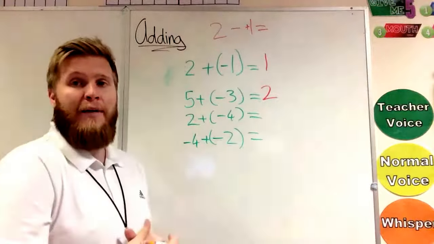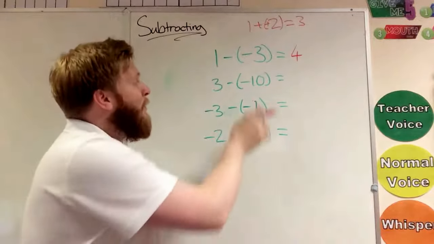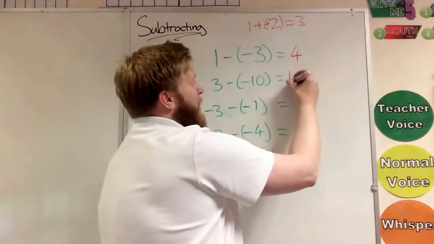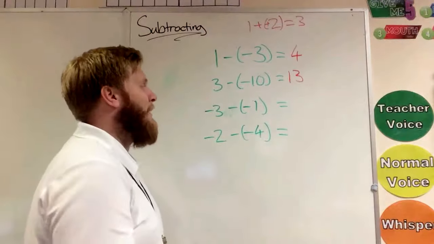So 1 take away -3 means we're actually doing 1 and adding 3 on, which would get us to 4. Moving on to this one with some bigger numbers: 3 take away -10. Because we're taking away a minus number, it means we're adding it on, so that would be 13. We keep going along, 10 till we get to 13.